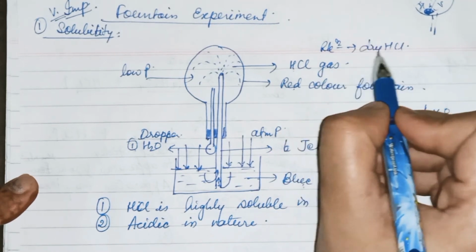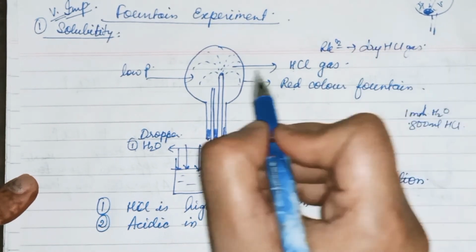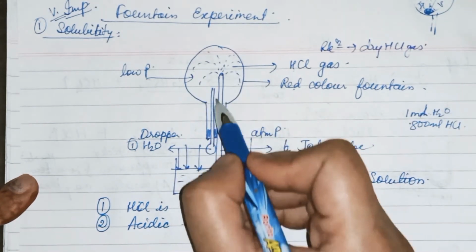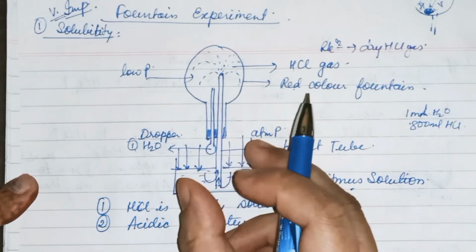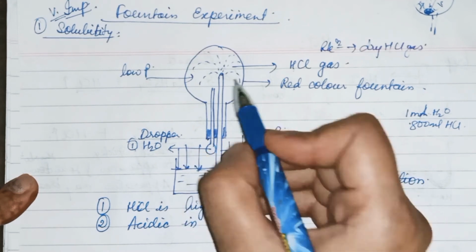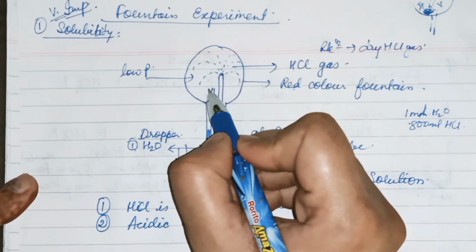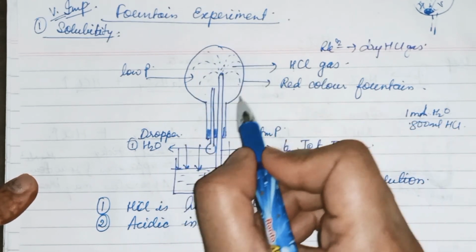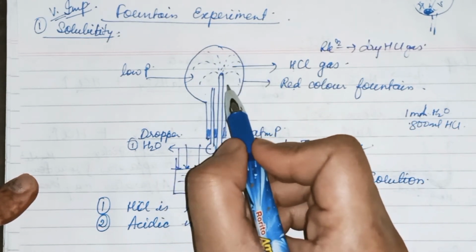Okay, that HCl gas is collected in this flask. This flask contains the jet tube and dropper. When we squeeze the dropper, some water will get inside this bottle. In that water, the whole gas of HCl will dissolve.